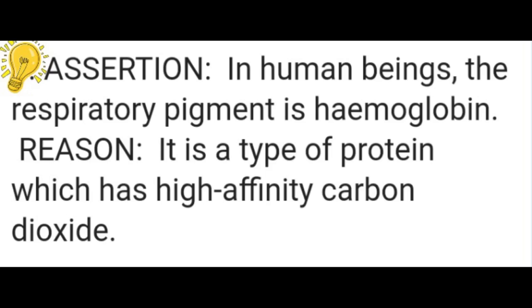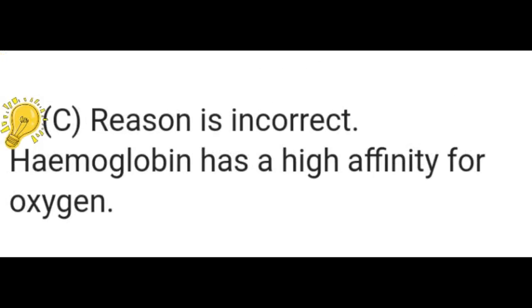The first assertion: in human beings, the respiratory pigment is hemoglobin. And the reason given in the question is, it is a type of protein which has high affinity to carbon dioxide. We will be checking the answer for this. The answer is, assertion is correct, but the reason is incorrect because hemoglobin has a high affinity for oxygen. In the question it is given that hemoglobin has a high affinity for carbon dioxide. That's why it is clarified here.